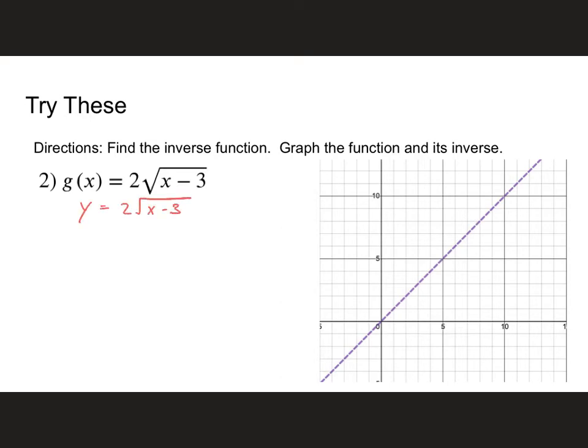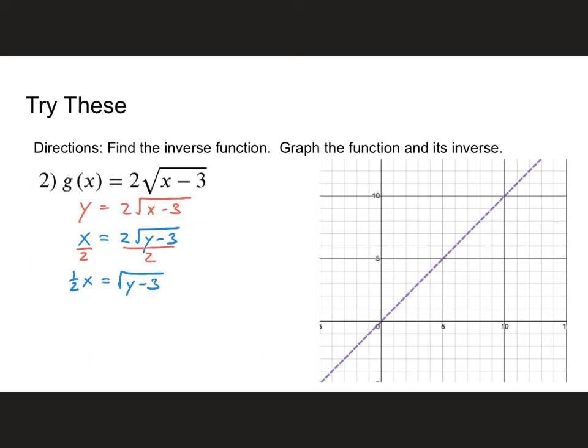I'll rewrite it, and then I'll switch my x and my y, so I'll make it x equals 2 square root of y minus 3. And I'll undo this equation just like I did in the last problem. I have to get rid of this 2, so I'll divide both sides by 2. Dividing by 2 is the same as multiplying by 1/2. So I have 1/2 x equals the square root of y minus 3.